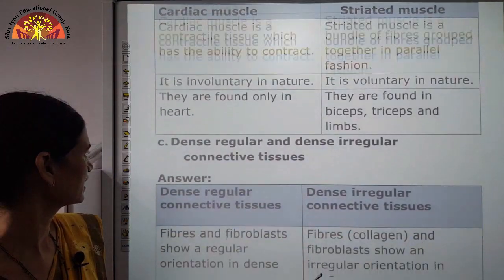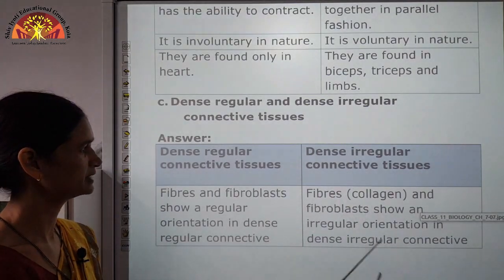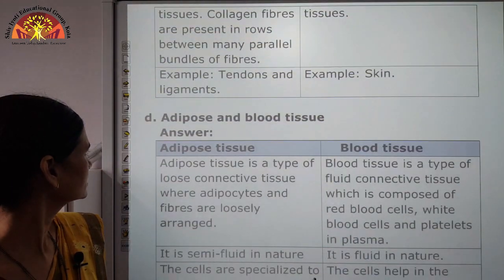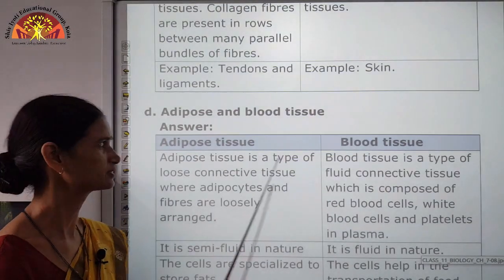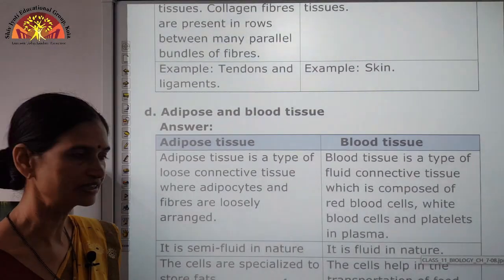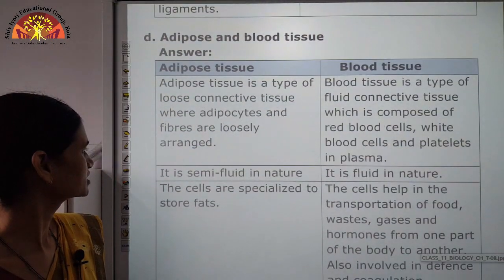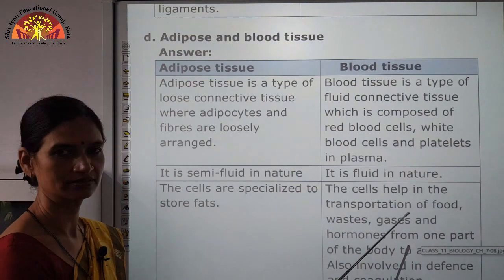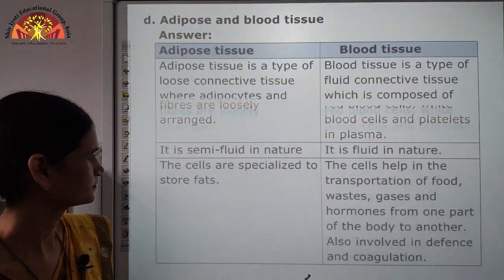Dense regular and dense irregular. तो dense regular में जो fibers हैं वो parallelly arranged हैं, irregular में they are not arranged parallelly. Other difference between adipose tissue and blood tissue. तो adipose tissue में fat store होता है, blood tissue में blood cells हैं. Adipose tissue semi fluid in nature है और blood tissue is fluid मतलब liquid है. Adipose tissue are specialized to store fat, जबकि blood tissue helps in the transportation of the waste, gases and hormones from one part of the body to the another.